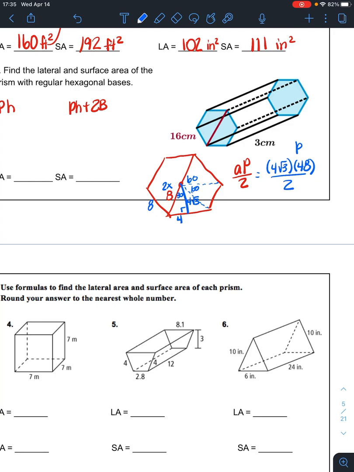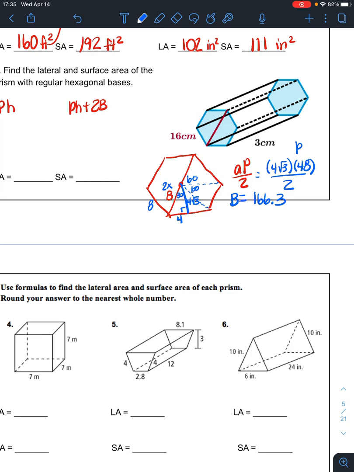So we got 4 times the square root of 3. So we're just going to get our decimals. So 48 times 4 times the square root of 3 divided by 2. I get 166.3. We could have left that exact, but since it said to round to the nearest whole number, we'll go with that.